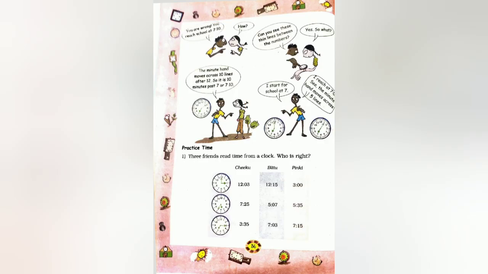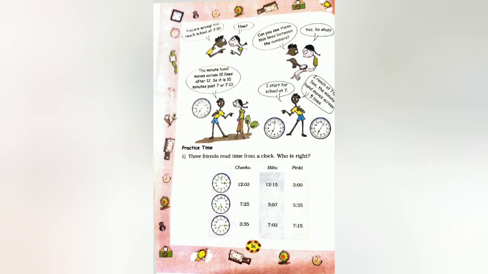Okay. Now, let us see practice time. 3 friends read time from a clock. Who is right? Chiku, Bittu or Pinky? Okay. In the first clock, the short hand, the hour hand, is on 3 and the minute hand is on 12. So, Pinky is right. It is 3 o'clock.